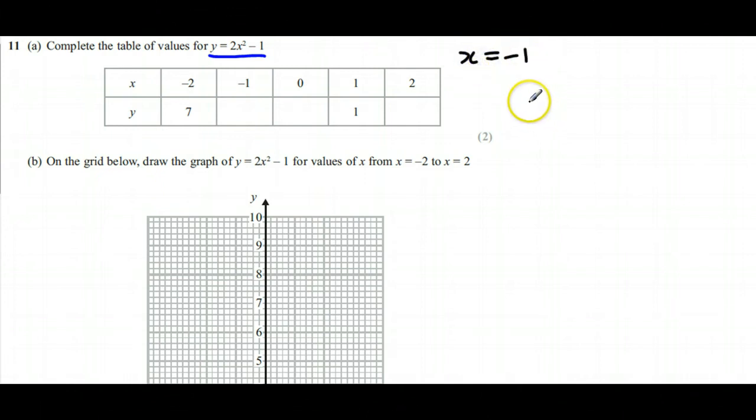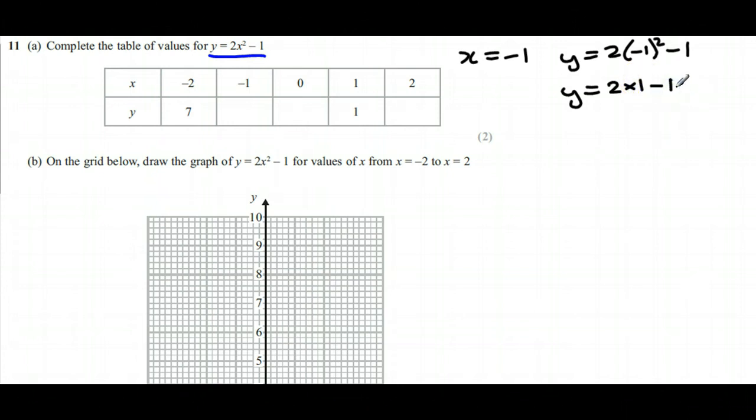If we start with x equals -1, that means that y will be 2 times -1 squared minus 1. It's important you put the -1 in brackets like that if you're doing it on your calculator, and equally to remind you that you square the -1 first. This is where a lot of students will make a mistake. We end up with y equals 2 times -1 squared. So -1 times -1 will give you +1.